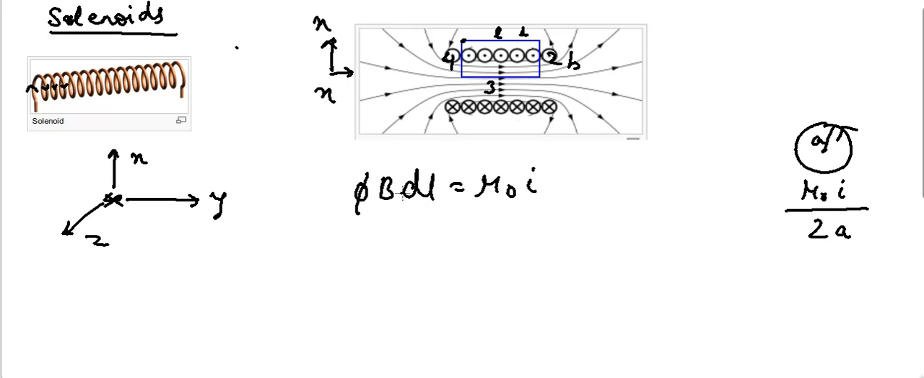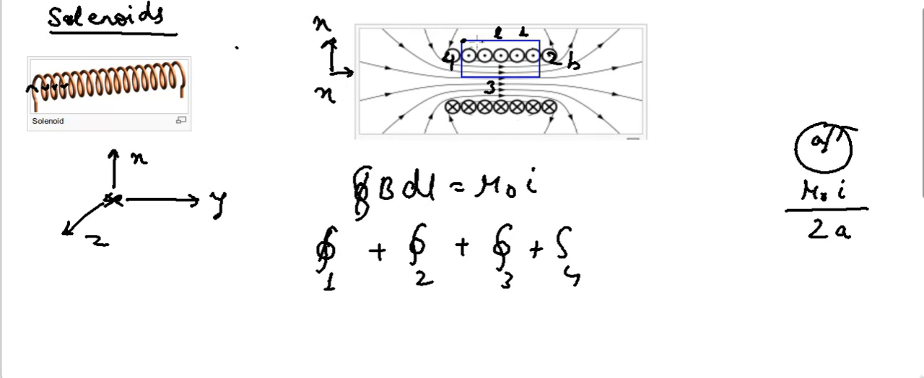I do integration of B dot dl through sides 1, 2, 3 and 4, and then use Ampere's law to find out B. So the integral of B dot dl will be the integration through length 1 plus integration through length 2 plus integration through length 3 plus integration through length 4. Okay, so let us study.